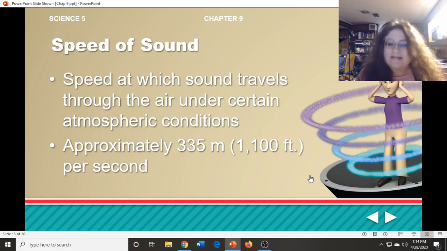This is how fast sound travels through, now we're on to page 221, travels through the air under specific atmospheric conditions. In different conditions, such as a hotter day, the speed of sound will be different. That's why we have the word approximately, which means give or take a little. So depending on the weather that day, sound might travel a little bit faster or a little bit slower than that.